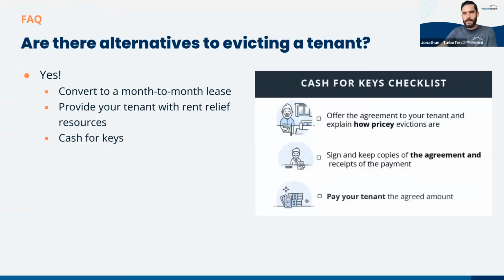Okay, and then we've been saying this the whole time, but what about alternatives? Let's say you have a problem tenant and you really just don't want to go down the eviction route. I think we've painted an appropriately bleak picture of how evictions typically proceed. There are alternatives. So one of them is to convert to a month-to-month lease. If somebody was annual, you could convert that to a month-to-month, let them go one more month. If there are still issues at the end of that month, just don't renew.